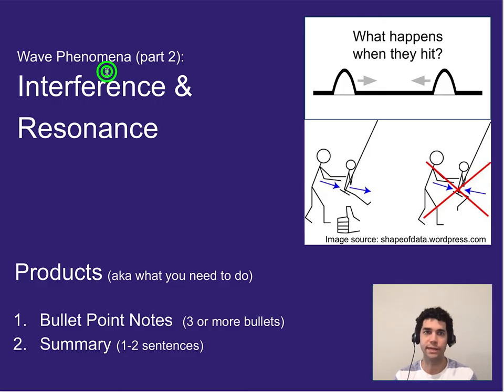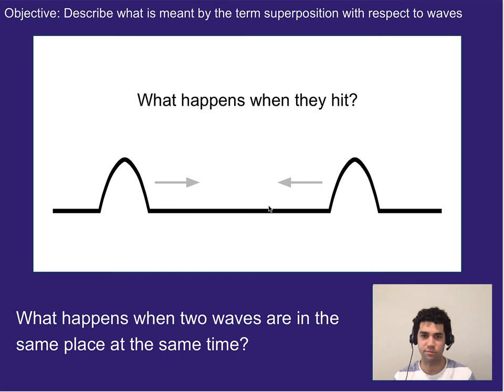All right. Hello again. And we're going to continue on with wave phenomena. This is part two. We're looking at interference and resonance this time. Per usual, you'll need 3 or more bullet points worth of notes for this lecture segment and a 1-2 sentence summary at the end of it. So we're going to be looking at what happens when these waves hit and then also using some swings to talk about resonance. So let's start off with that first one.